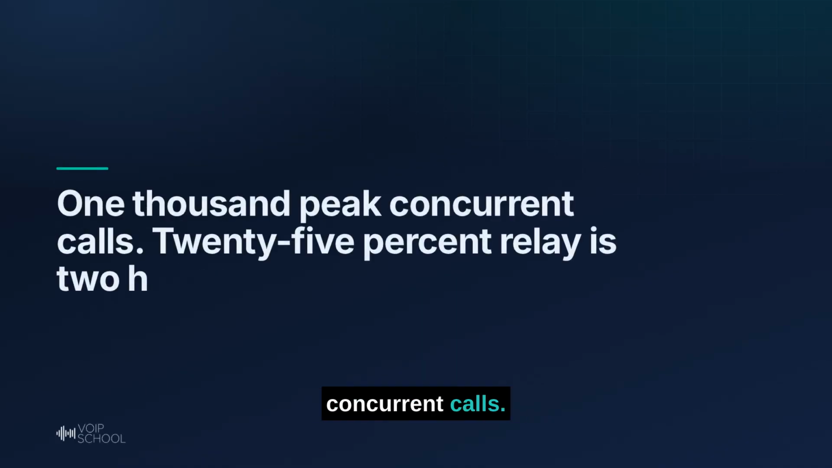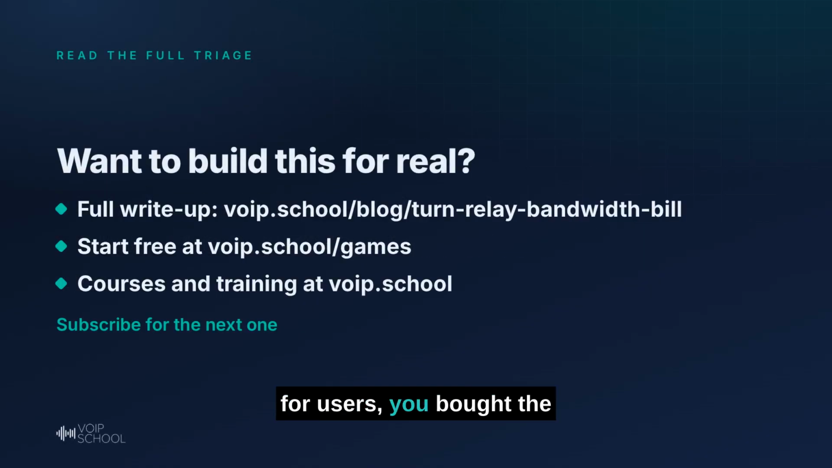1,000 peak concurrent calls. 25% relay is 250 relayed calls. At 100 kilobytes per second per direction, each call needs 200 in and 200 out. That is 50 megabits in and 50 out before encryption overhead from DTLS. If you sized for users, you bought the wrong server.